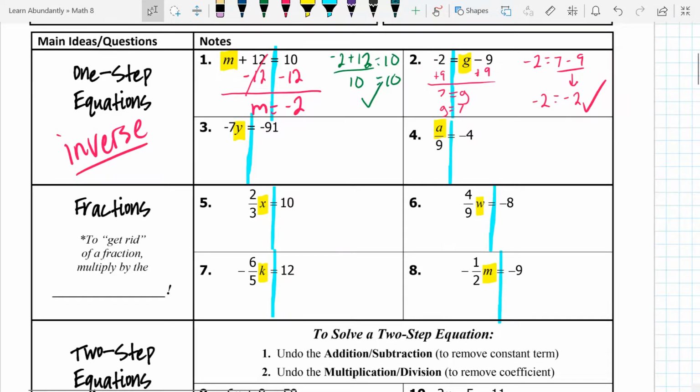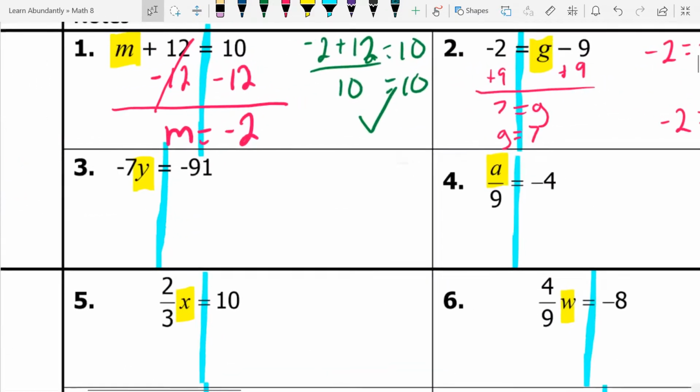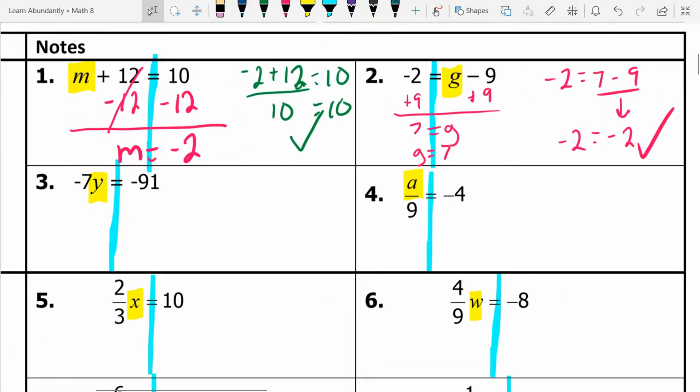Number 3. I'm going to zoom in a little bit, to make sure we can see it okay. If we have y right next to a number, just a number sitting next to a variable, it's not addition. It's not even subtraction. The correct thing is multiplication. If it's being multiplied by negative 7, then in order to get rid of it, I need to divide by negative 7. I'm going to do that on both sides to keep it equal.